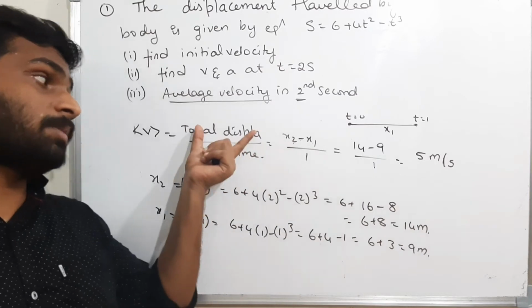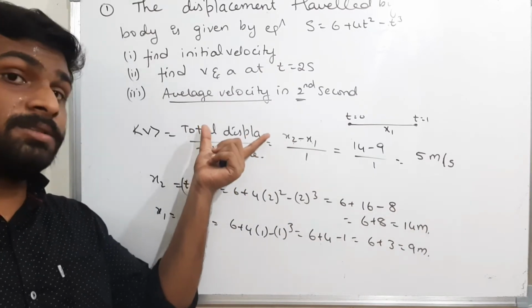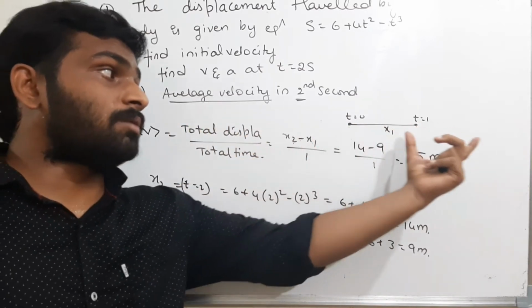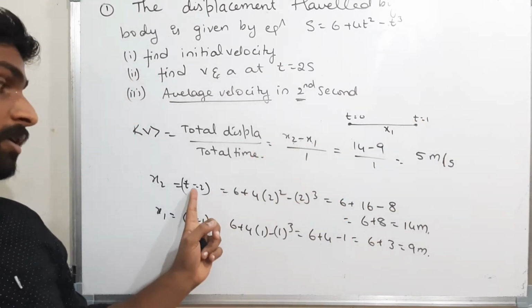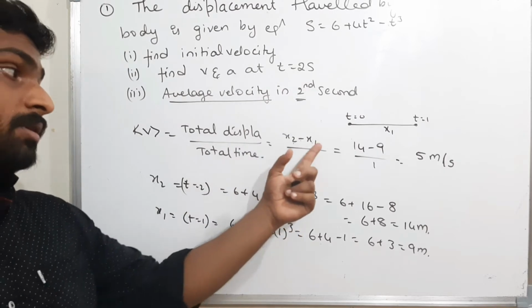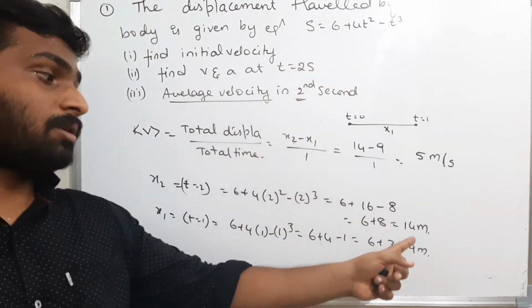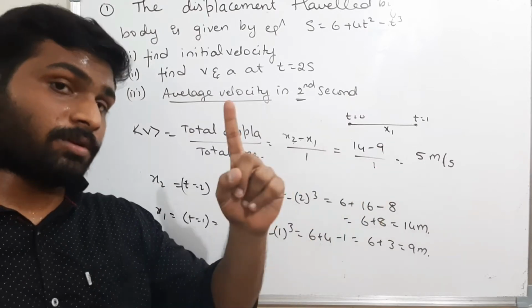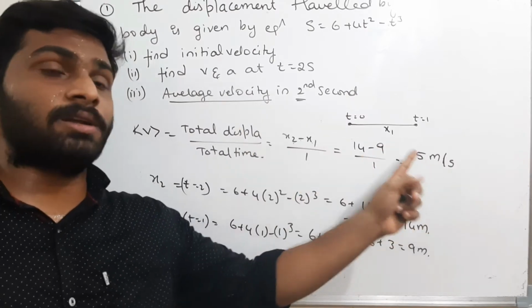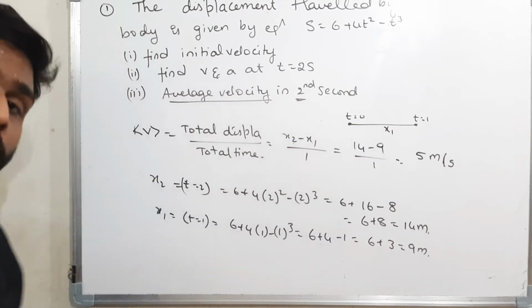That means total displacement over total time. The total displacement in the second is how much? x2 minus x1. What is x2? Keep t equal to 2 here, and for x1 keep t equal to 1 there. You will get 14 meters and 9 meters. Therefore the average velocity is 14 minus 9 by, what is the time? 1 second. Therefore 5 meters per second is the average velocity in the second. Okay, now we'll see the next question.